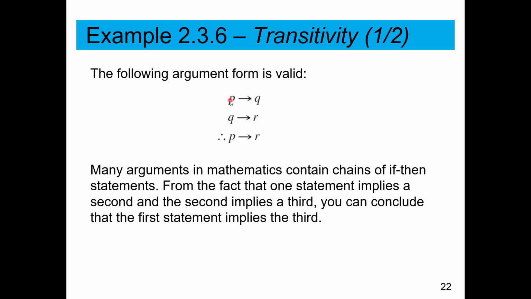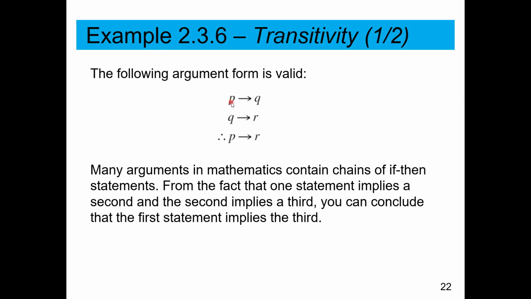Now, here's another one. P goes to Q and Q goes to R, so that P goes to R. This is called transitivity. And transitivity is a property that's going to come up many times later on. The idea is that if the relationship between P and Q exists, and then Q and R exists, then the relationship from P to R exists.